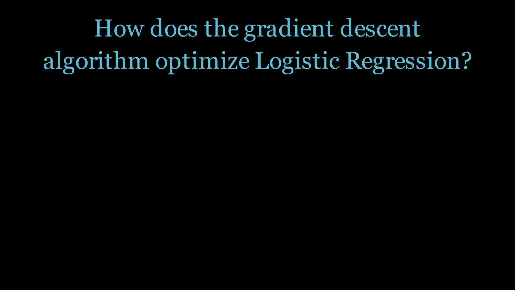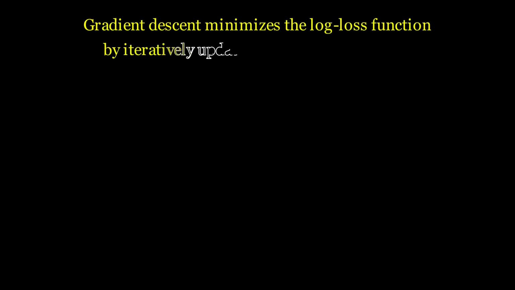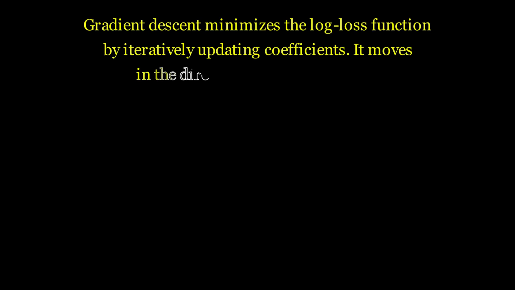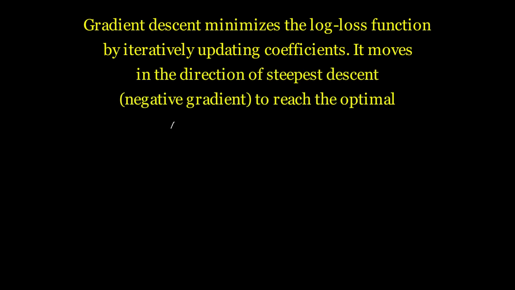How does the gradient descent algorithm optimize logistic regression? Gradient descent minimizes the log loss function by iteratively updating coefficients. It moves in the direction of steepest descent, the negative gradient, to reach the optimal values for the coefficients.